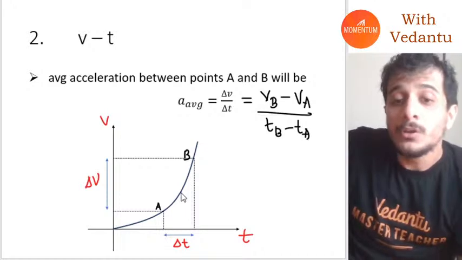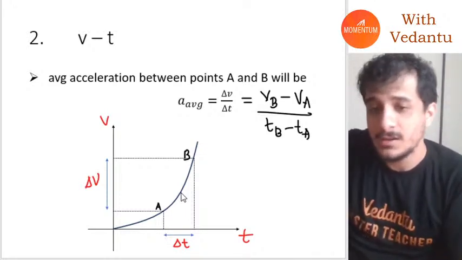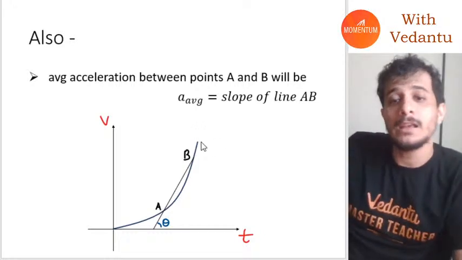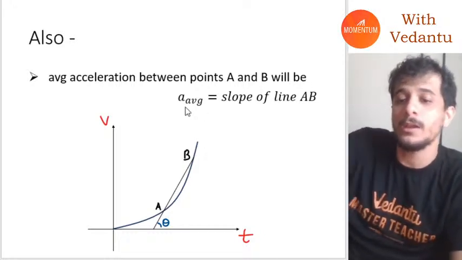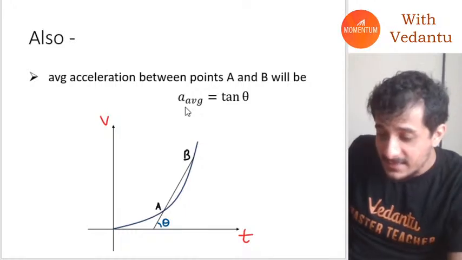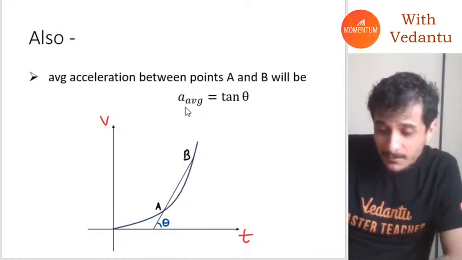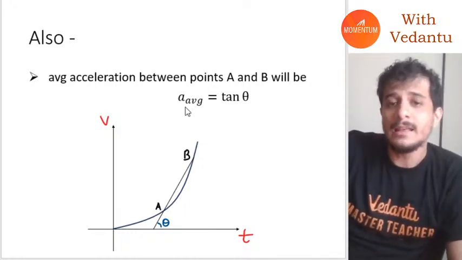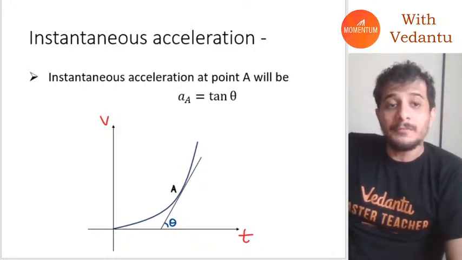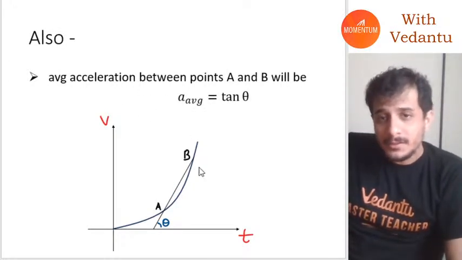You can also calculate average acceleration in a different way. You can make the chord from A to B and take the slope of that line A to B, which in this case will just be equal to tan theta. Everybody knows this, it's the same thing. Let's move on to the next one. Now, if I want to calculate the average acceleration, I have to choose two different points and take the slope of that line.